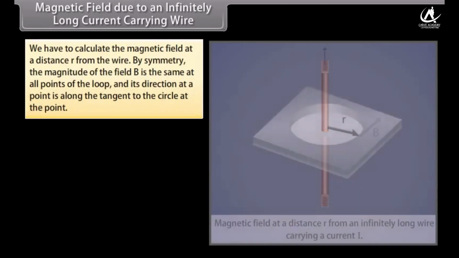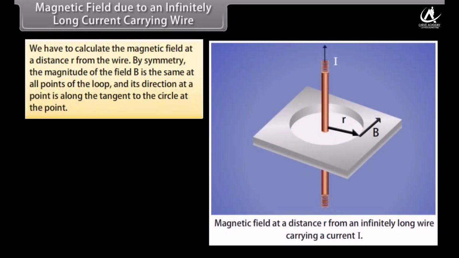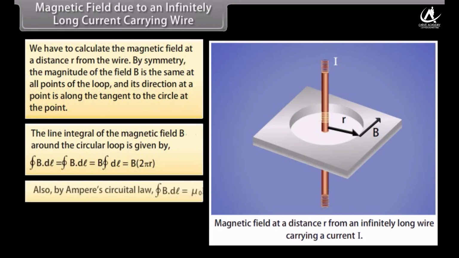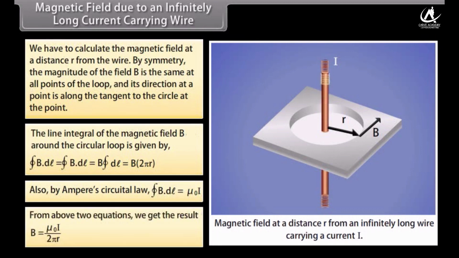Magnetic field due to an infinitely long current carrying wire. We have to calculate the magnetic field at a distance r from the wire. By symmetry, the magnitude of the field B is the same at all points of the loop, and its direction at a point is along the tangent to the circle at the point. The line integral of the magnetic field B around the circular loop is given by product B and 2 pi r. Also, by Ampere's Circuital law, closed integral of B dot dl is equal to mu naught I. From above two equations, we get the result B is equal to mu naught I divided by 2 pi r.